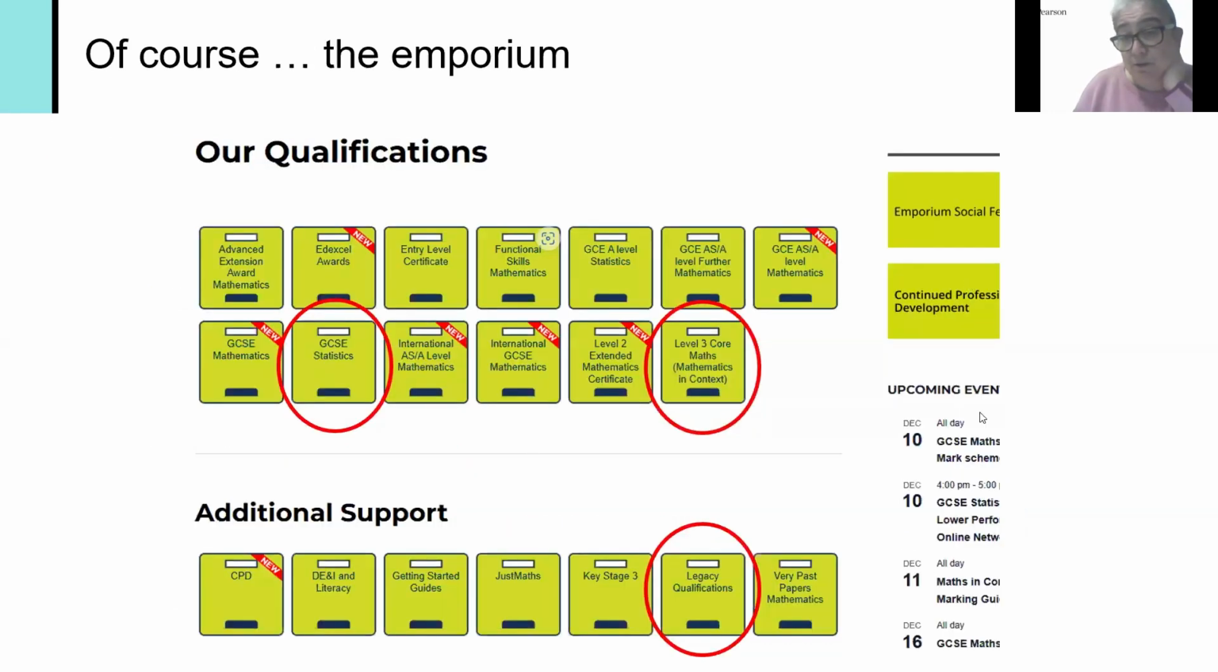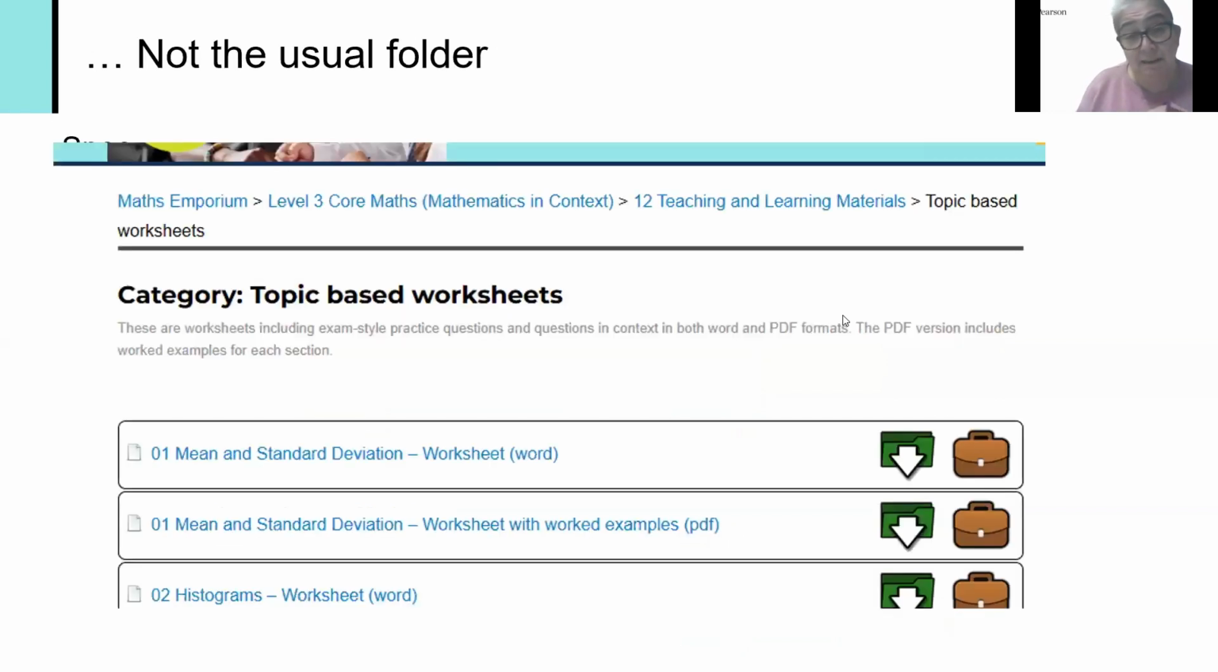So we're talking about the maths in context. So it's the level 3 core maths that Pearson's is called Maths in Context. Definitely worth a look in there, despite it being a level 3 qualification. Some of the resources in there I'm going to signpost today. And straight away, you can see that there's mean and standard deviation. You've got histograms in there, but there's a load of other resources in that folder.